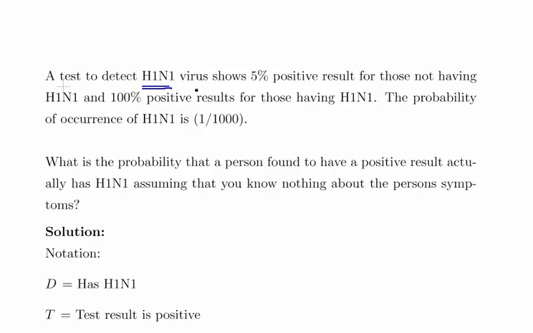A test to detect the H1N1 virus shows a 5% positive rate for those not having H1N1, and 100% positive for those who do have it. The probability of occurrence of H1N1 is 1 in 1,000. What is the probability that a person found to have a positive result actually has H1N1, assuming that you know nothing about their symptoms?